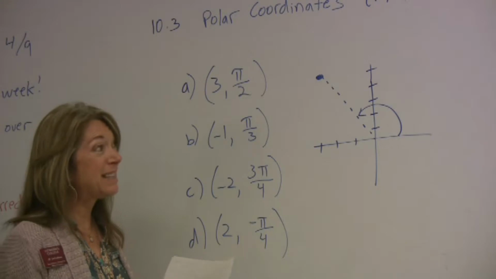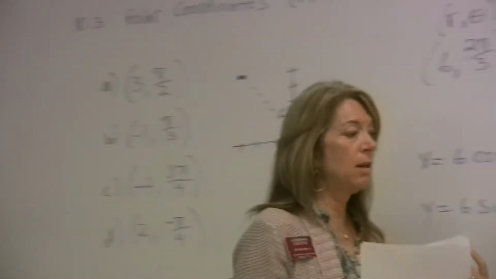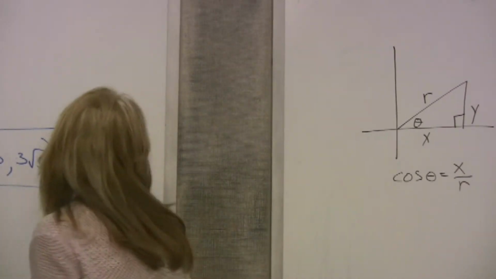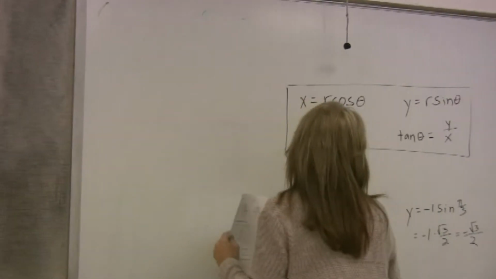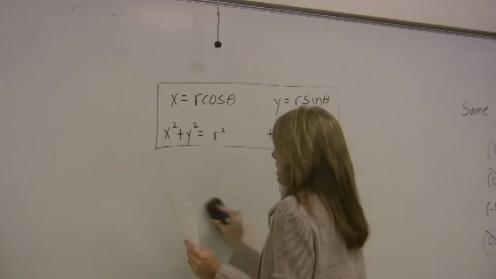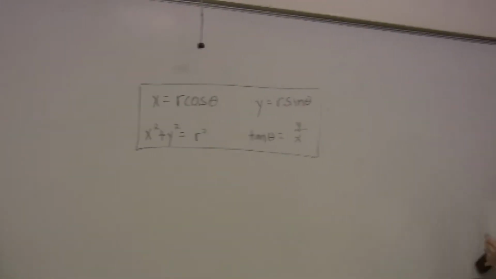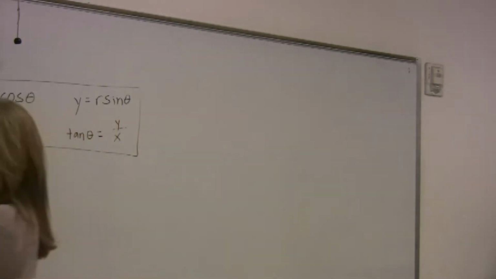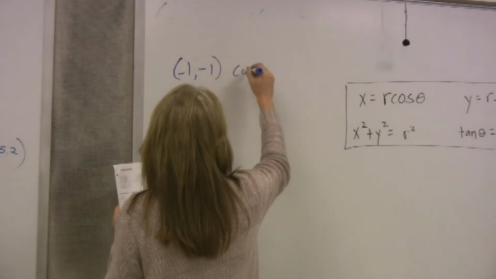Okay, so the next example has us going backwards. Converting Cartesian into polar. I'll leave my little box here because I'm going to need it. (-1, -1), convert to polar.